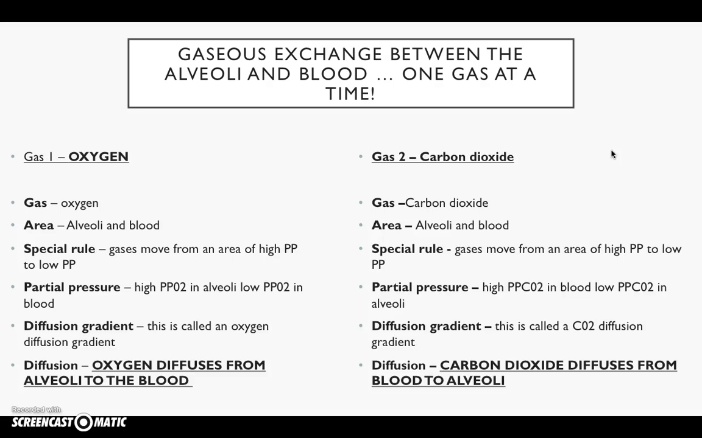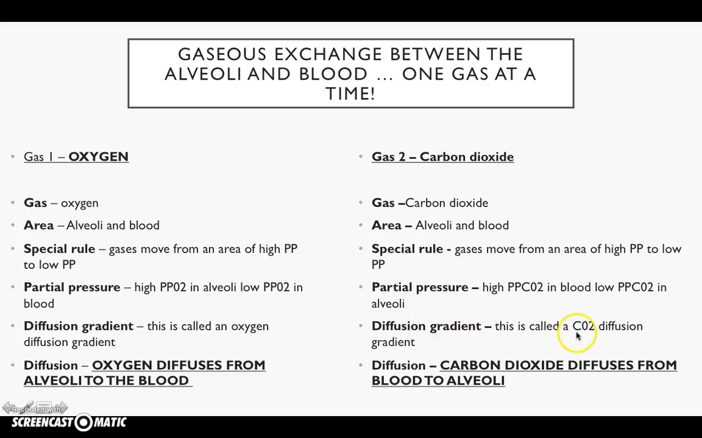Gases move from an area of high partial pressure to an area of low partial pressure. Partial pressure of carbon dioxide we're talking about now, because that's the gas we're talking about. So high partial pressure of carbon dioxide in the blood, because it's exchanged from the muscle into the blood. It goes back to the heart and back into the lungs, full of carbon dioxide, the blood does. We've got a low partial pressure of carbon dioxide in the alveoli, because the alveoli is full of oxygen, because we just breathe oxygen in.